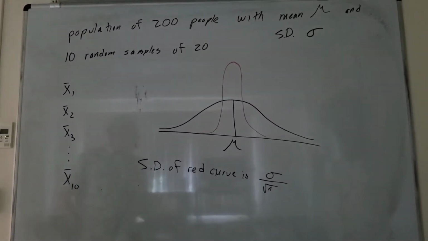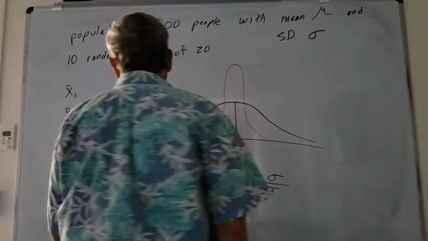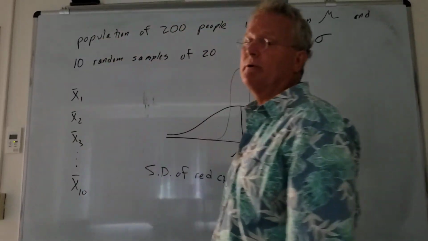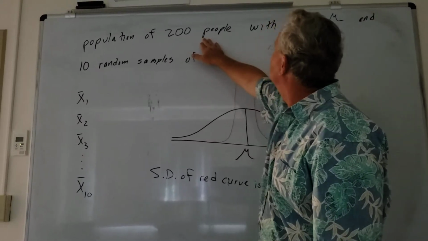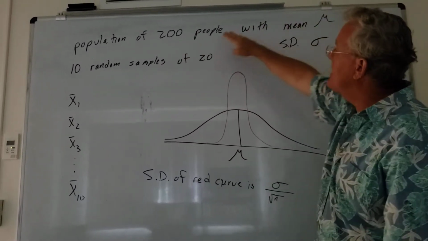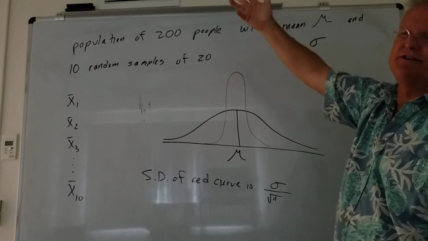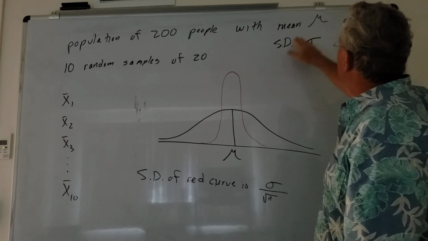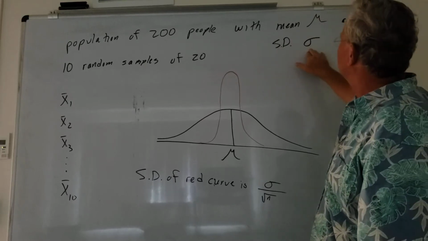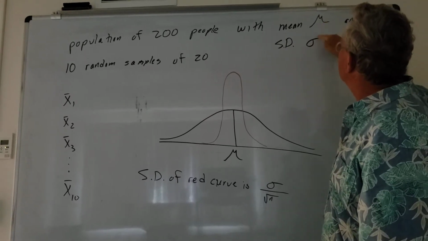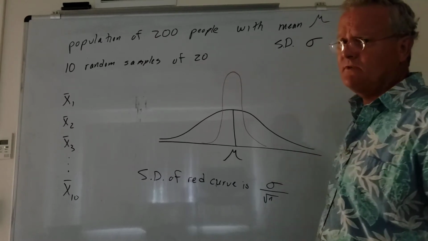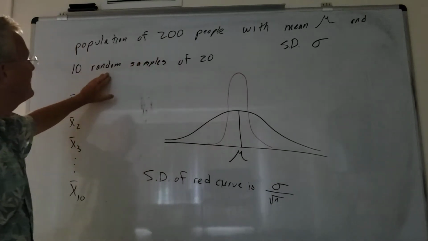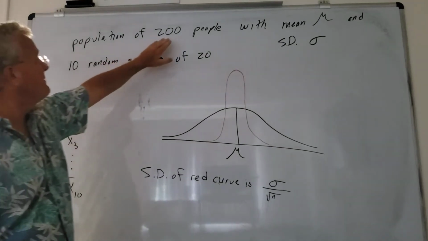All right, so this is the idea of the central limit theorem, the concept here. Let's say we have a population of 200 people. And that population, the average, the mean of that population for some statistic is mu. The standard deviation is sigma. So this is the mean and this is the standard deviation. Now, let's say from these 200 people, we get 10 random samples of everybody in here.